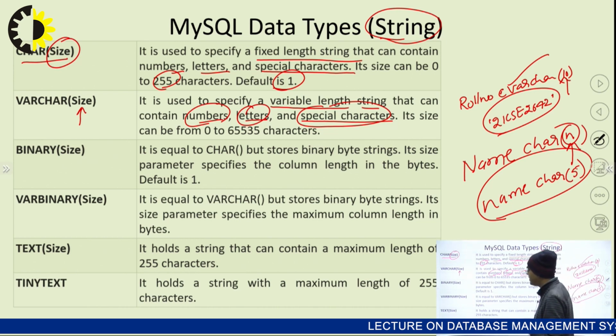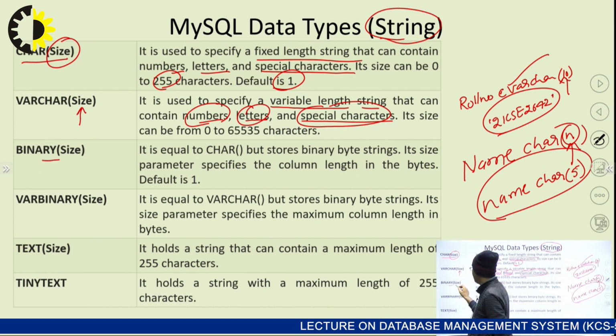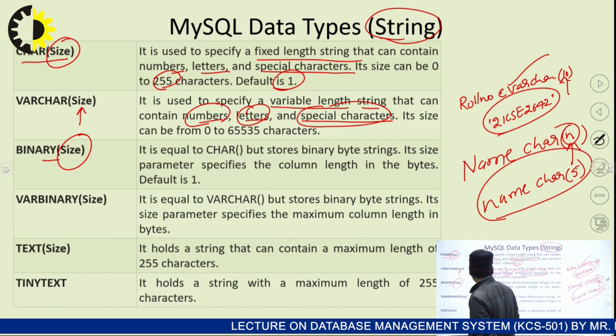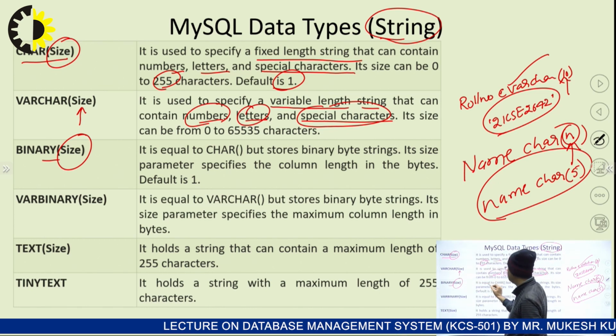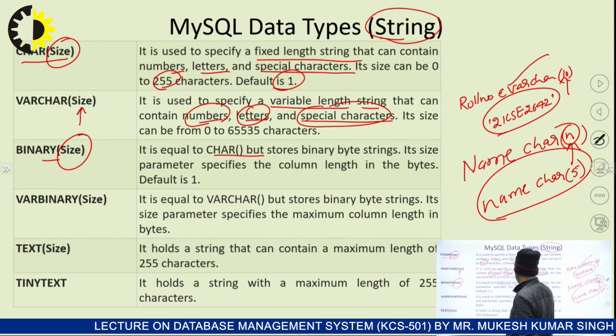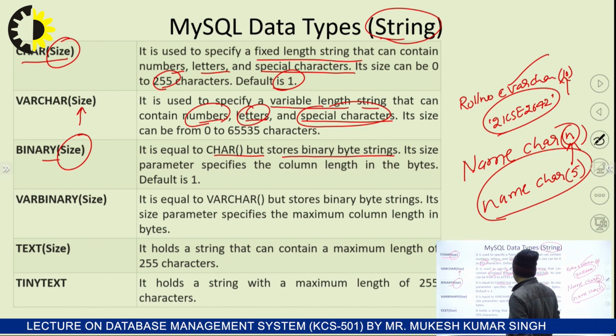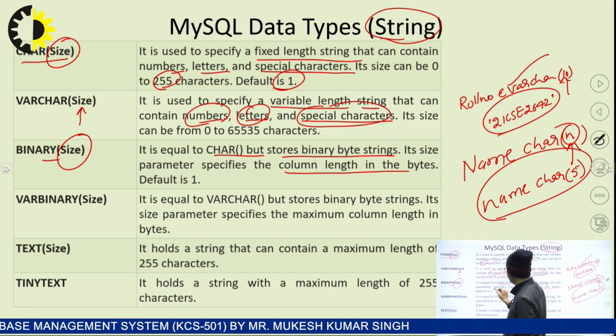The third string type is binary. We have to write binary and the size, whatever size, 10, 20. Actually the size is equal to char, but it stores binary byte strings. Its size parameter specifies the column length in bytes, and by default it is 1.